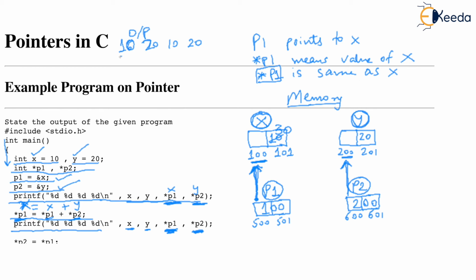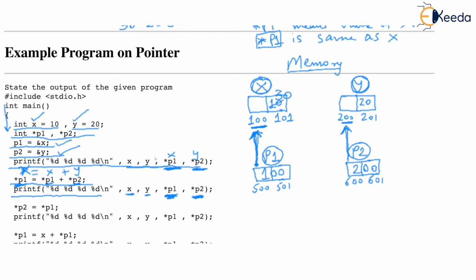What is x now? It is updated to 30. But y is still 20. Check the diagram. And what is asterisk p1? The value to which p1 points. That is x. And asterisk p2 is y, which is still 20. Have a look at the next slide.